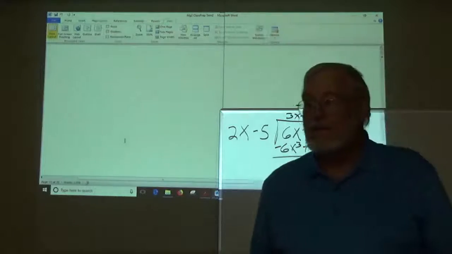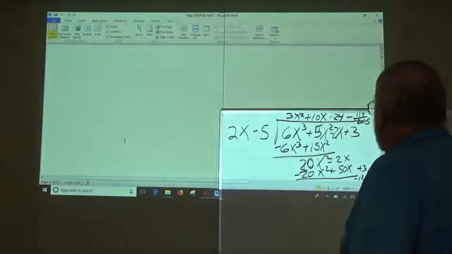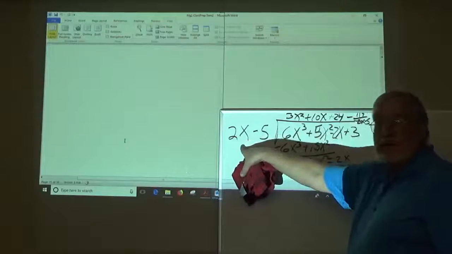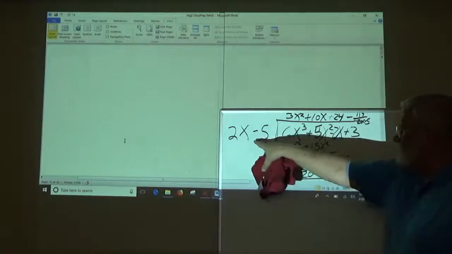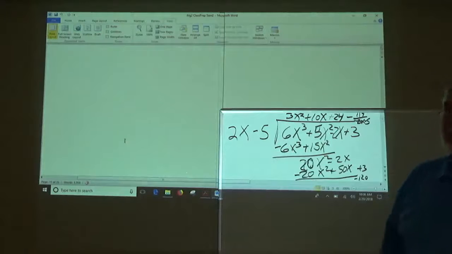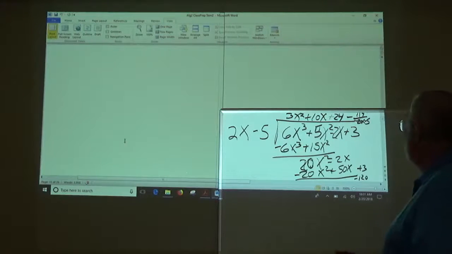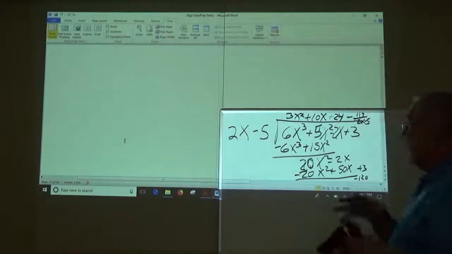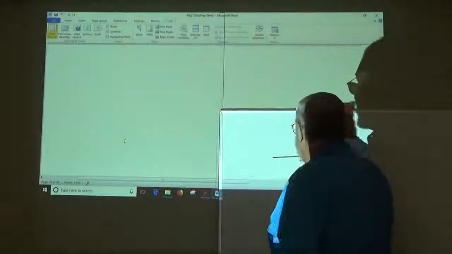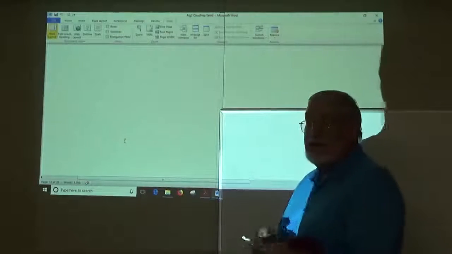Yes? What's under the 117? No, the 117 over there. Oh, yeah, this is 2x minus 5. Oh, I couldn't read it. Yes. It's 2x minus 5. That's a little confusing, okay? Let's make it easier.